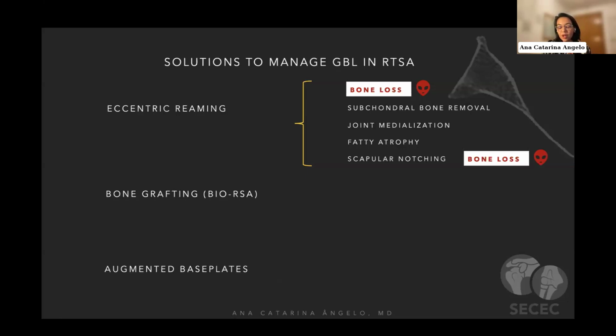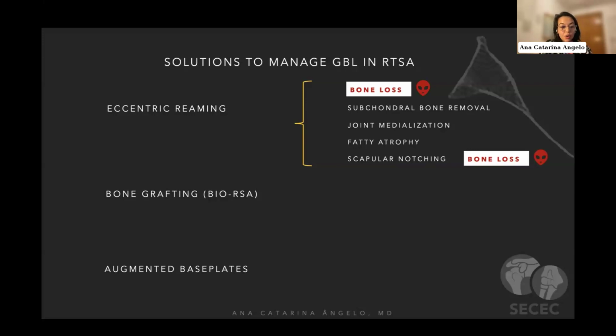So we have eccentric reaming, which is not very popular because when you have a big deformity, when you ream, you actually are losing more bone. You're removing that good subchondral bone that can actually give you a better fixation. You are medializing even more the joint line, which will decrease even more the tension on the remaining cuff, which will produce more fatty atrophy of the muscles that remain, and it can actually lead to a greater scapular notching due to this medialization, which actually can lead to even more bone loss. So this doesn't seem to be a very good solution in these specific cases.